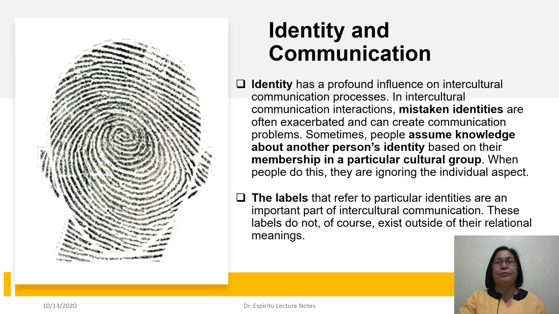Now, what about identity and communication? This is your fingerprint. Identity has a profound influence on intercultural communication processes. How does it influence? In intercultural communication interactions, we have mistaken identities, which are often heightened or exacerbated and can create communication problems. People make assumptions about another person's identity by the way a person speaks: this one is from the province. The tendency for the city people is to think that they don't know anything, or the person looks rugged and dirty. This happens especially in the department stores.